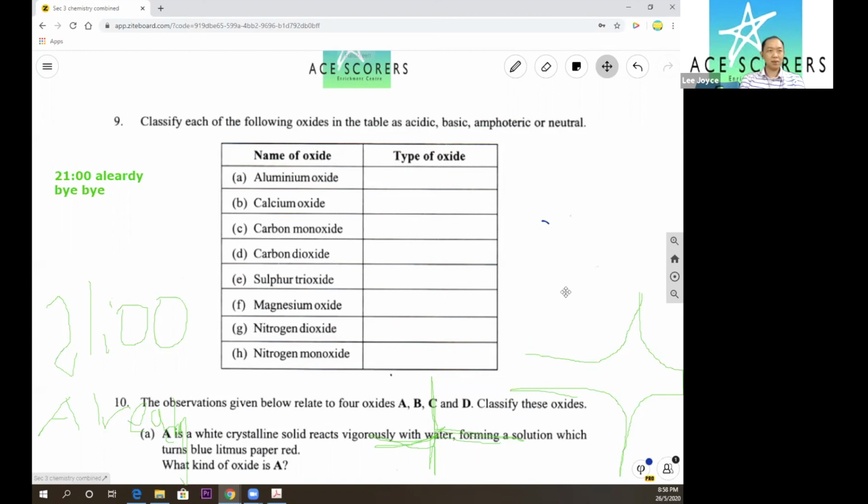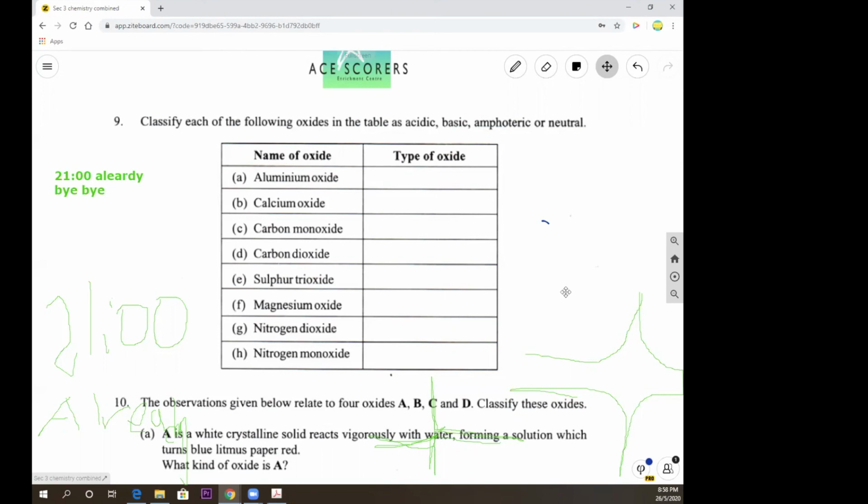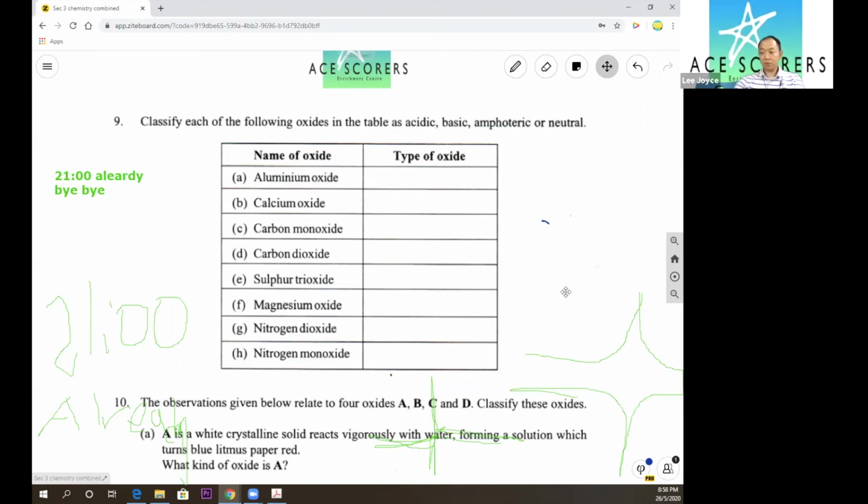Come, last exercise for the day. Please recall all the types of oxide. Final exercise.